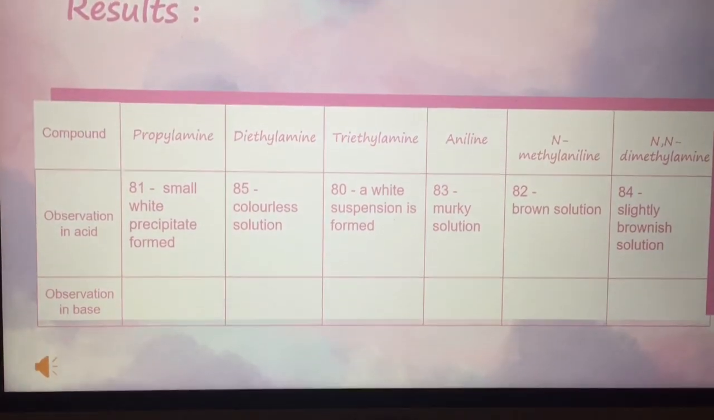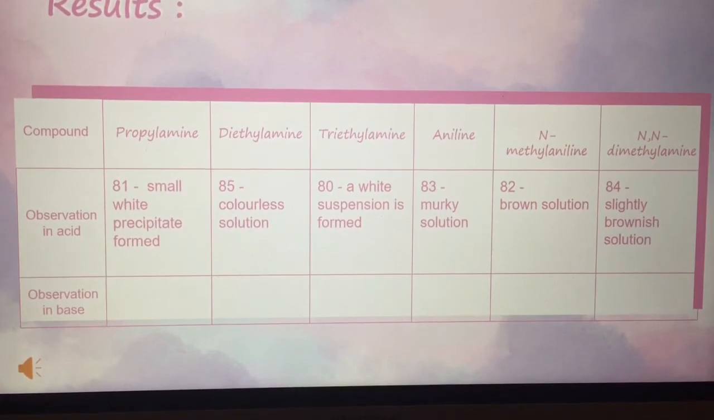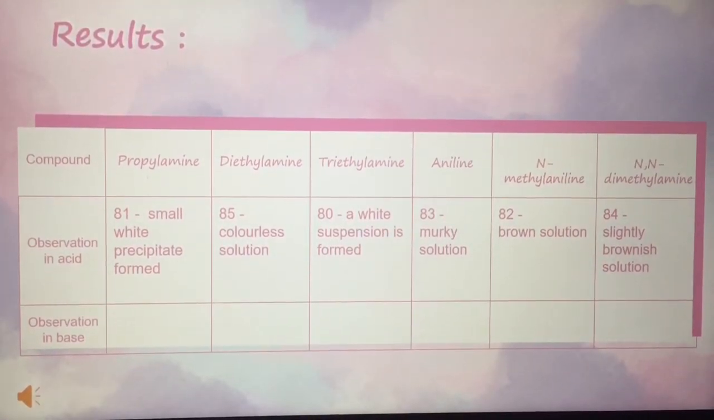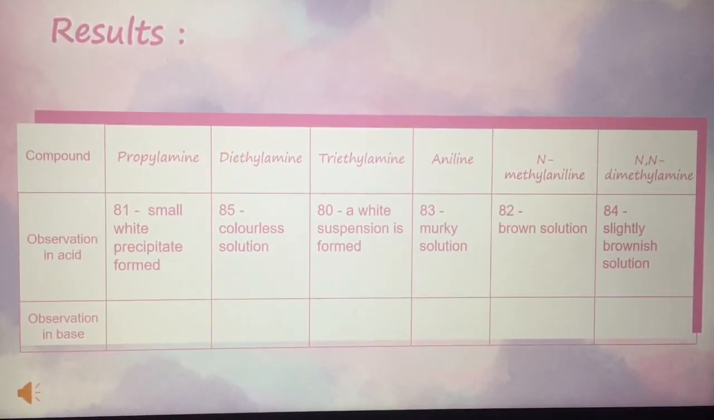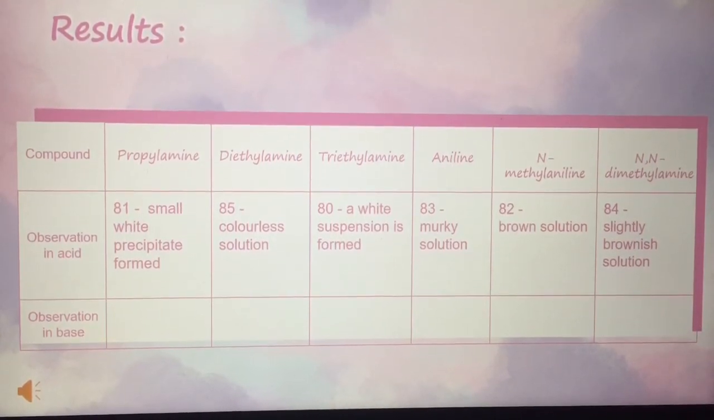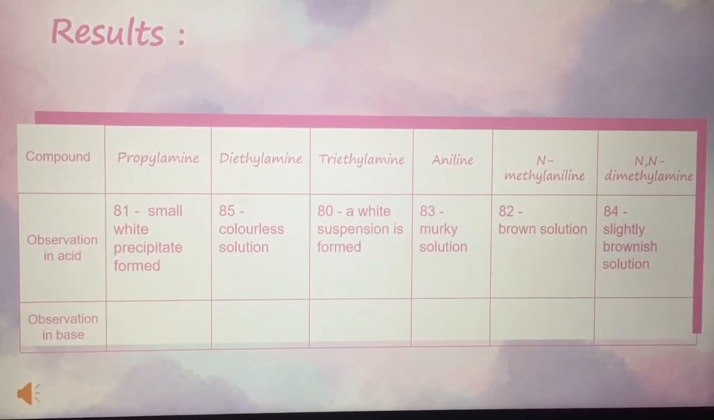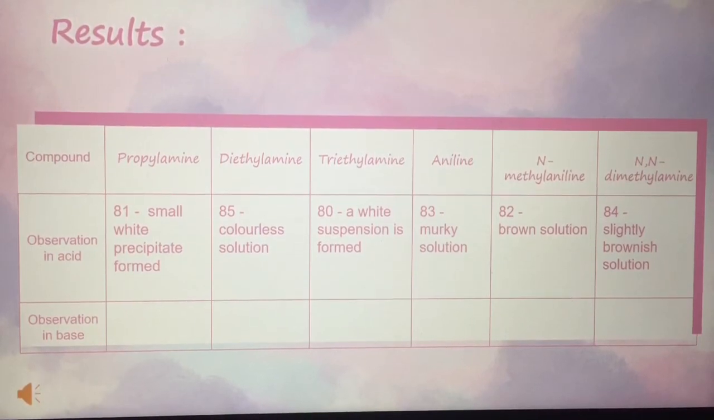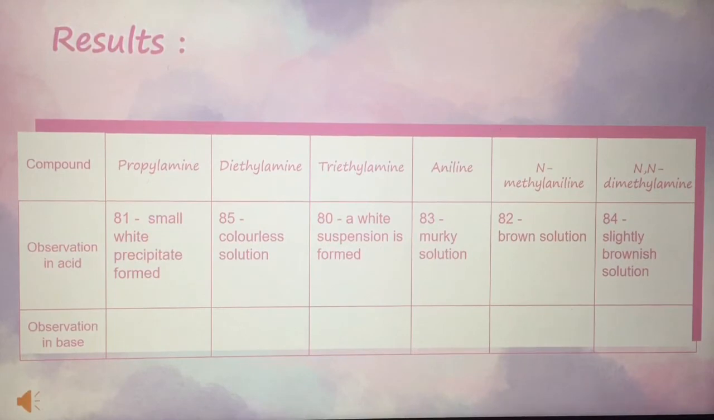So now moving on to the results section, I will tell you the compound and also the observation in acidic solution. The first compound is propylamine. What I've observed in clip number 81 is a small white precipitate formed. The next compound is diethylamine. What I've observed from clip number 85 is a colorless solution. The third compound is triethylamine. I choose clip number 80. A white suspension is formed.